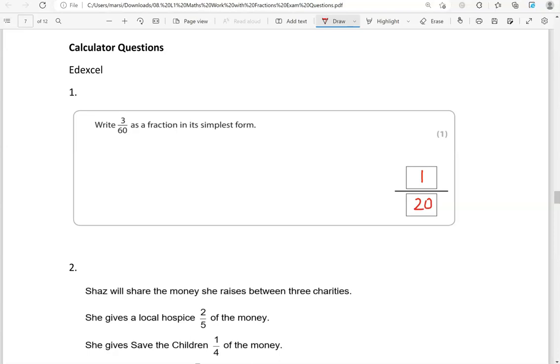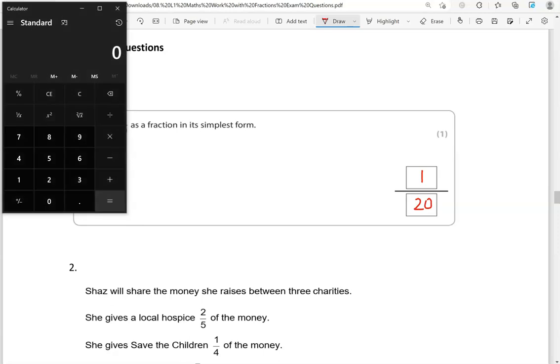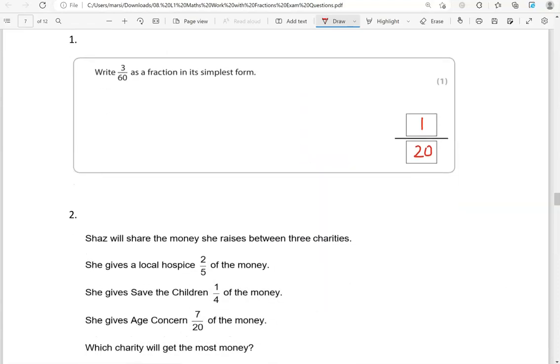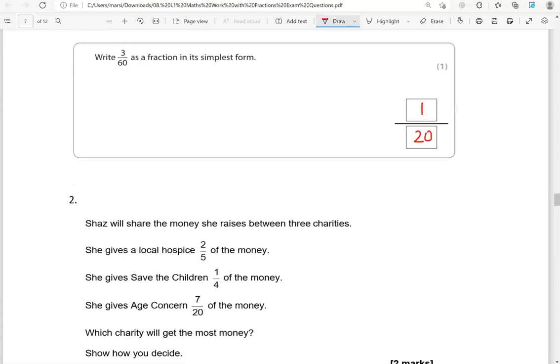But if you're unsure about that, you can use a calculator to divide 60 by 3 and it gives you 20. Another thing you can use a calculator for to check whether you've done this correctly is to do 3 divided by 60, because you know the fraction line means division, and that gives us 0.05. If I do 1 divided by 20, does it give me the same number? It does. So that shows that we've done this correctly. And we can't divide any further because we've got 1 there at the top.